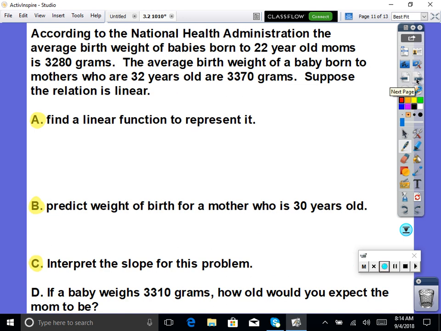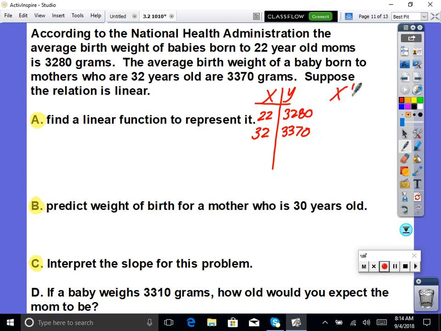According to the National Health Administration, the average birth weight of babies born to a 22-year-old is 3,280 grams. We don't do grams in the United States, we do pounds, but whatever. The average birth weight of a baby born to mothers who are 32 years old is 3,370 grams. Suppose the relation is linear. So let's set up what we have. x, y. So 22, comma, 3280. 32, comma, 3370. But we're not going to call this 22. We're going to call this our 0.